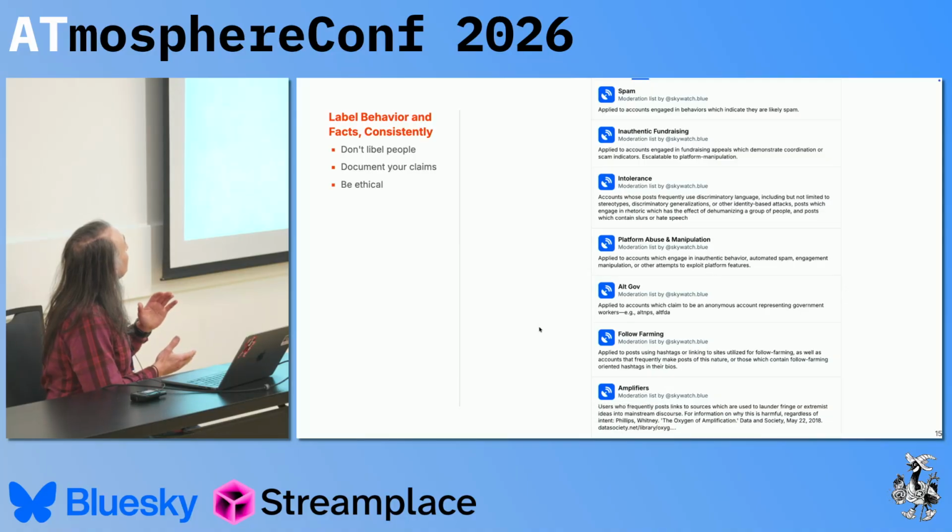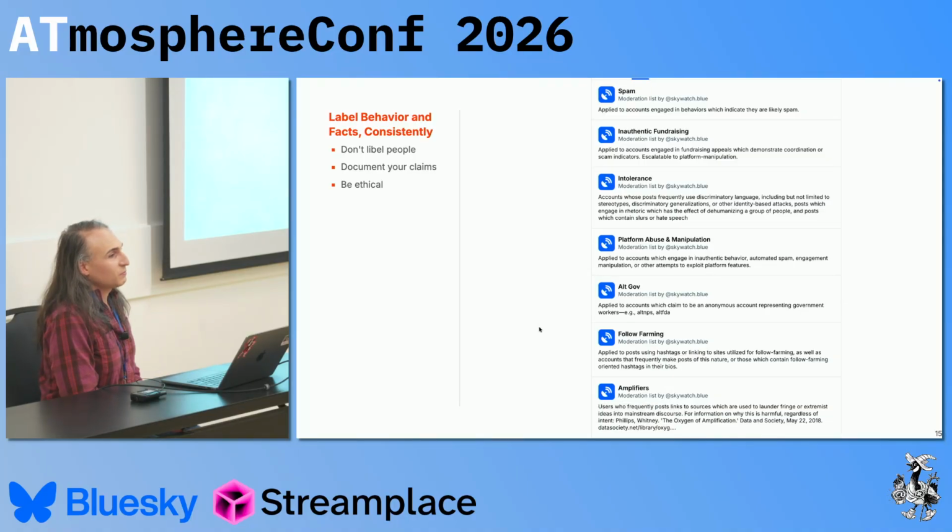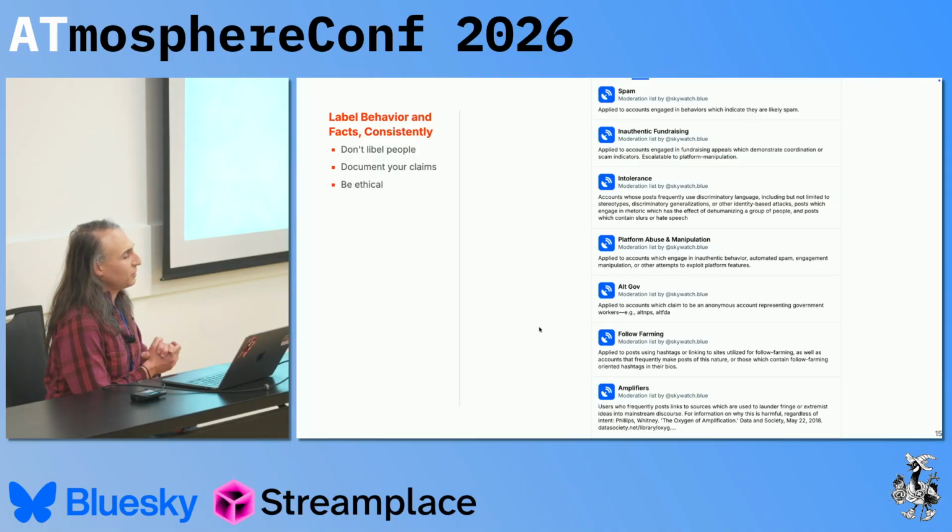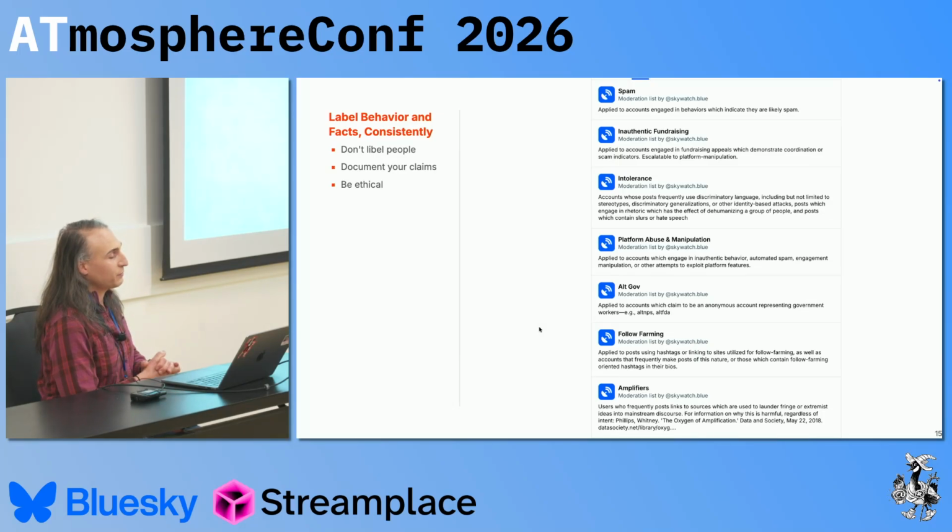You're going to want to label behavior and facts, not identity. And you're going to want to do it consistently with your label definitions. I think it should go without saying, but don't libel people. Document your claims. Be ethical. You probably want to check your renter's or homeowner's insurance, if you're not a business, to make sure that you have universal umbrella coverage in case somebody decides to hit you with a SLAPP lawsuit.